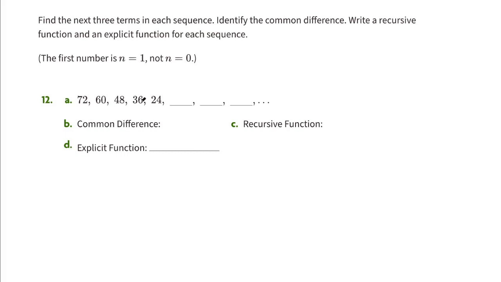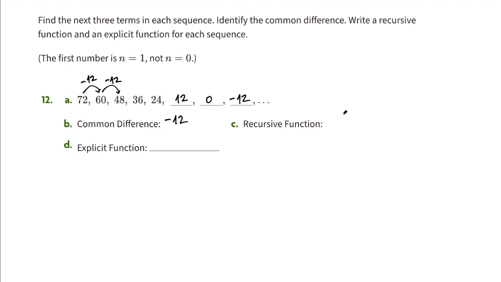Here I have a sequence of numbers, and I can see that from term to term I seem to be subtracting 12. So if I repeat that pattern, 24 minus 12 is 12, and 12 minus 12 is 0, and 0 minus 12 is negative 12. That number that we're adding each time is the common difference, so my common difference is negative 12.